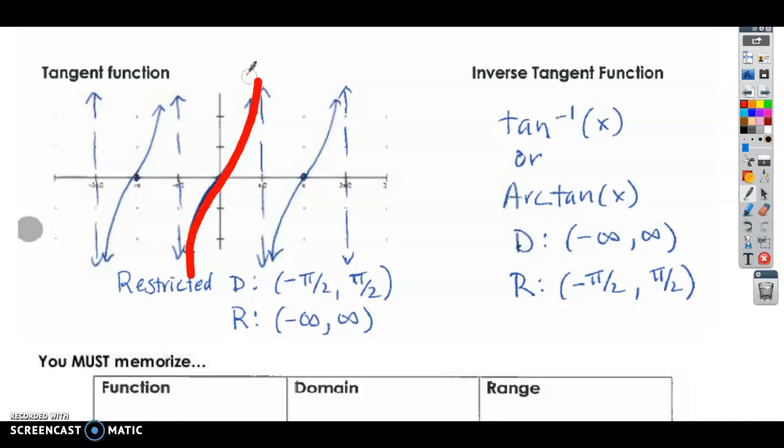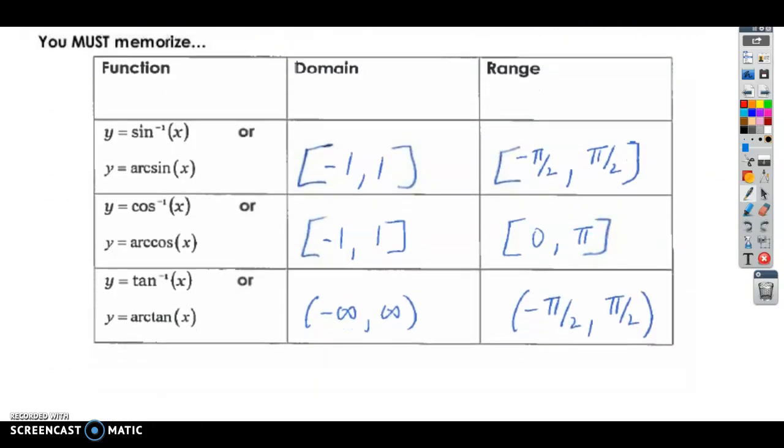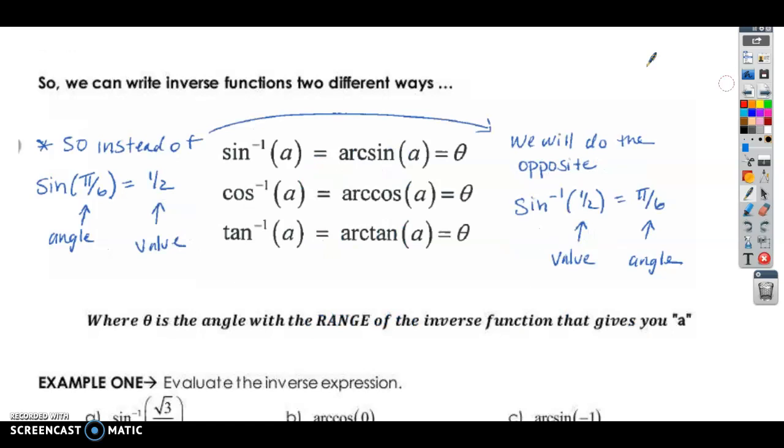And for the inverse function, the domain and the range are switched. So you need to memorize that. And that's going to come in very important because when we're doing the next types of problems, you're going to need to know how to restrict the range of your inverse function.